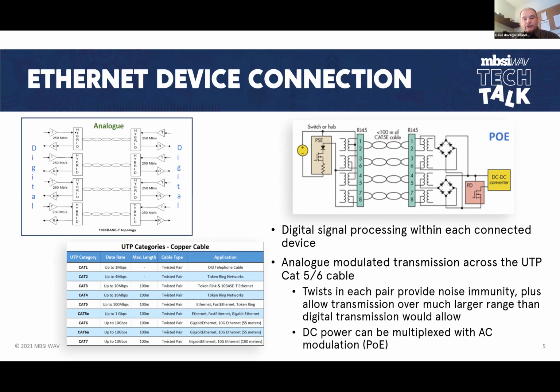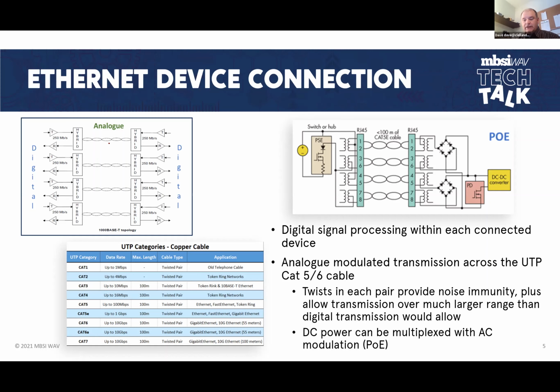We have 4 pairs, and so altogether we have the potential of 1000 megabits per second going across this system. In Fast Ethernet and in 10BASE-T Ethernet, we of course are only using 2 pair. 2 pair are idle, but in 1000BASE-T, or in GigE, we're using all 4 pair.